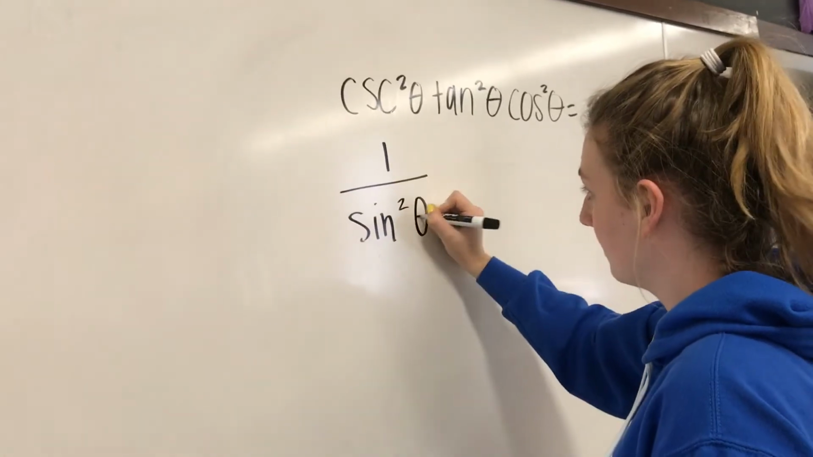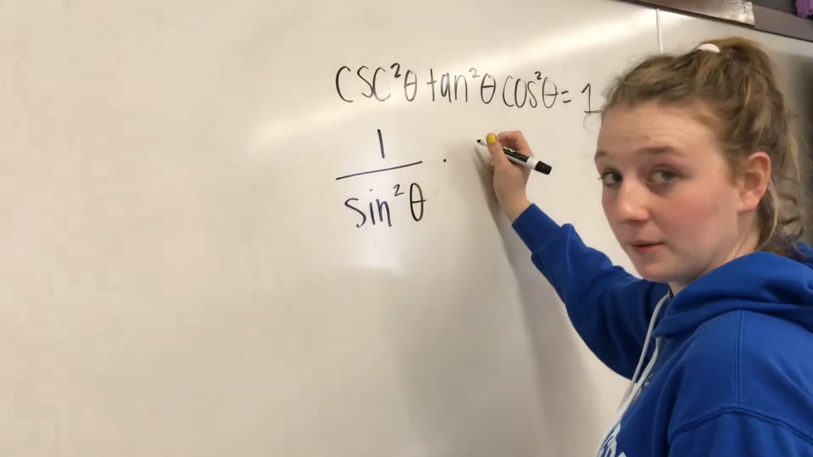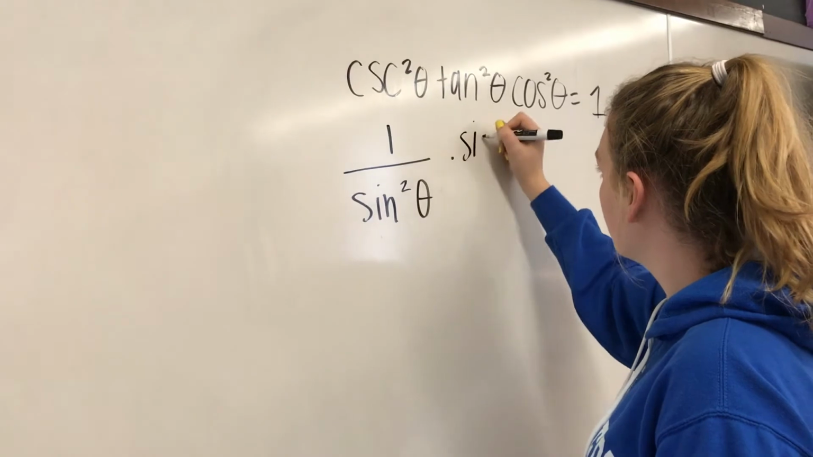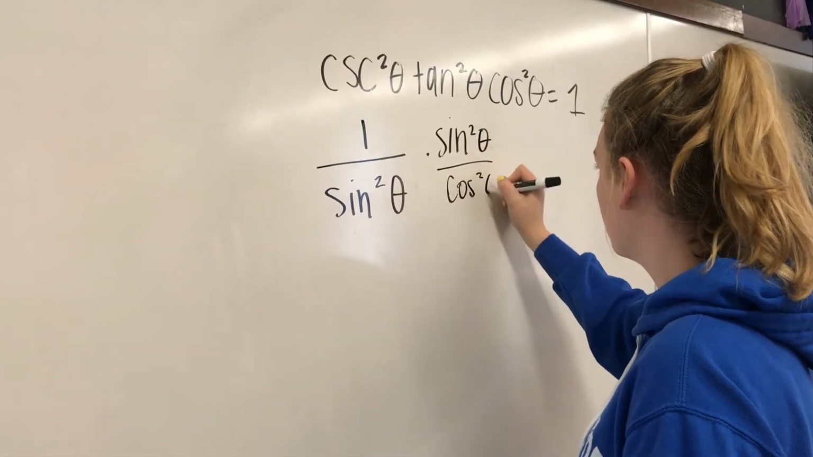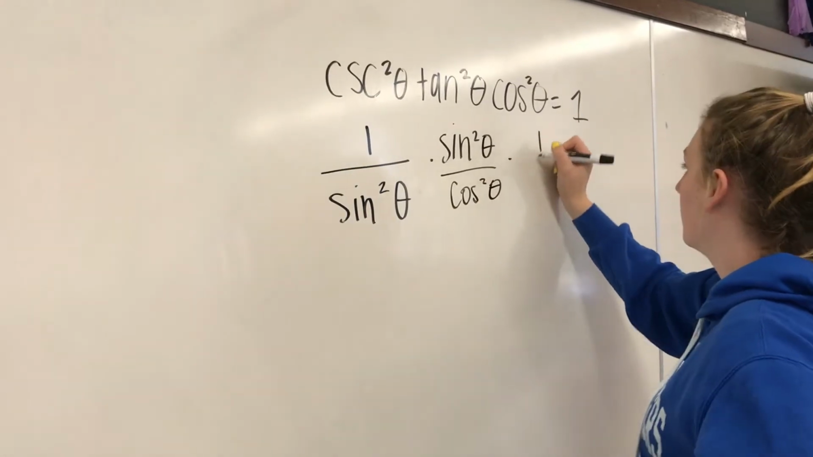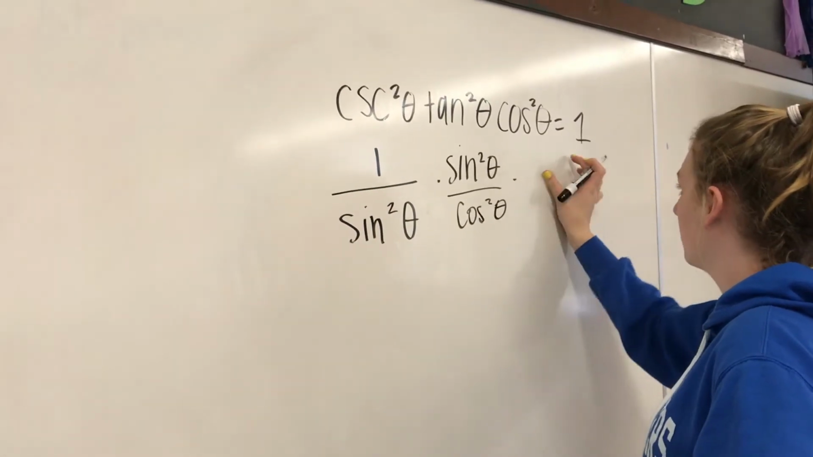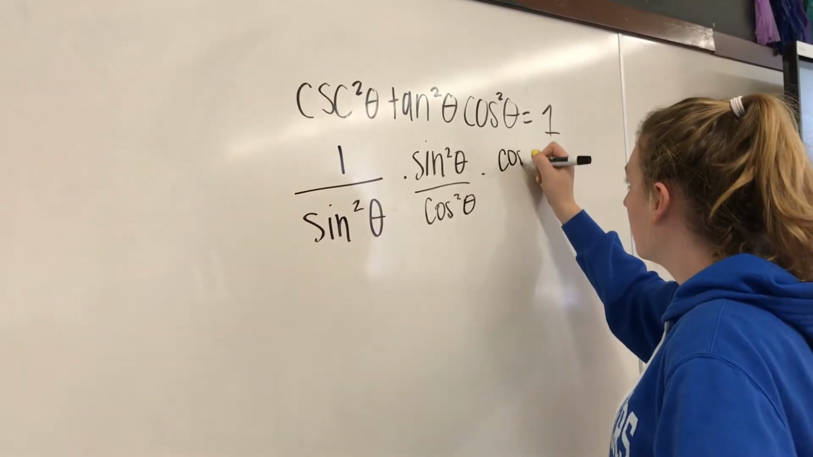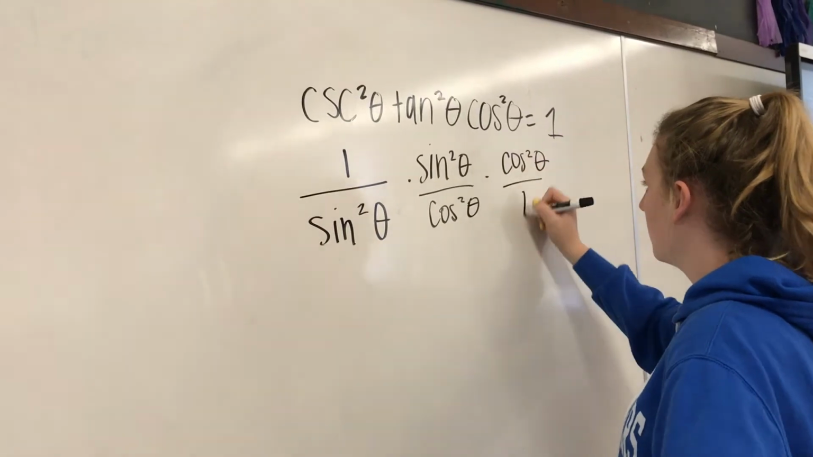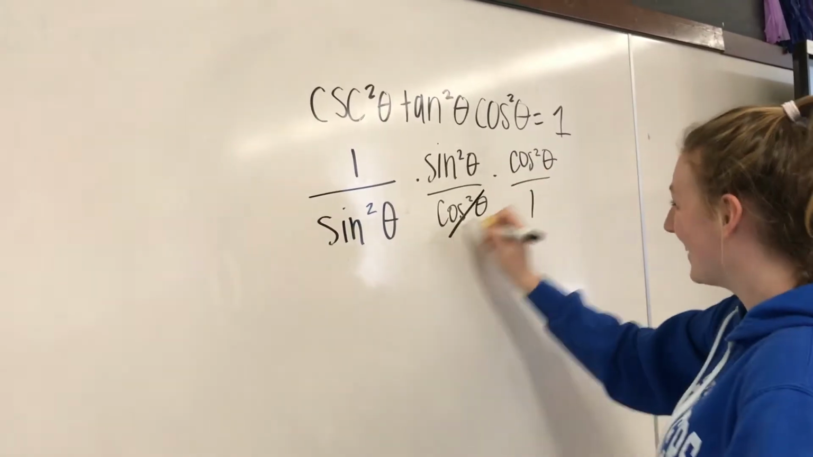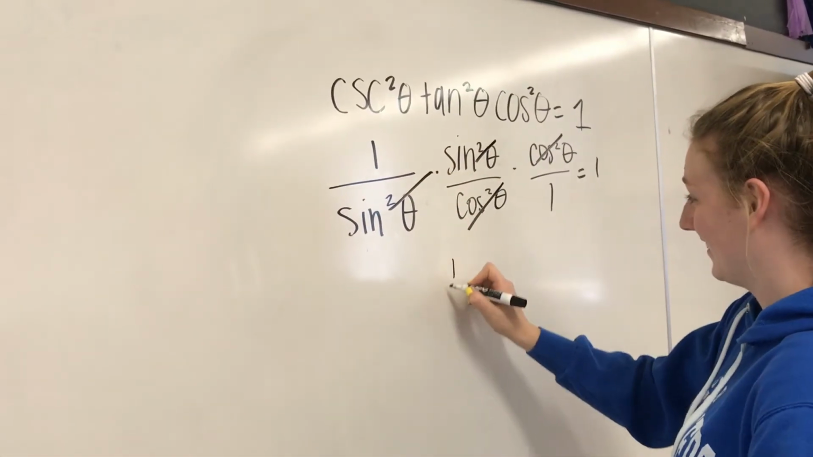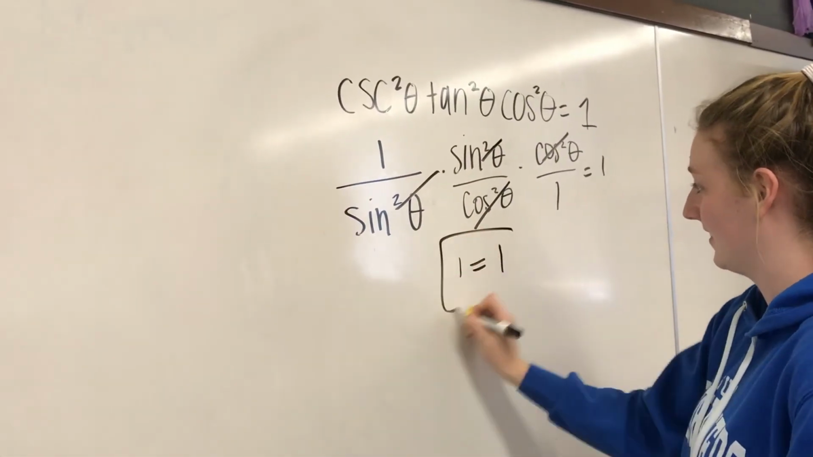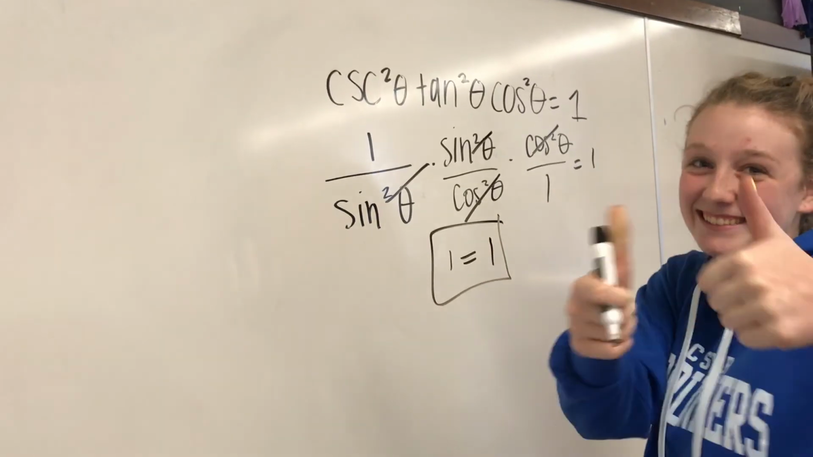Alright, fam, don't be alarmed when you see the squares. It's the same thing, and it's given to you on your trig identity sheet. Riley's turning cosecant squared into 1 over sine squared because you want the cosines and sines. Tan squared theta to sine squared theta over cosine squared theta. And she's turning cosine squared theta into cosine squared theta over 1, keeping it the same. Now she's crossing out her cosines, she's crossing out her sines, and she gets 1 equals 1 again. Good job, subscribers.